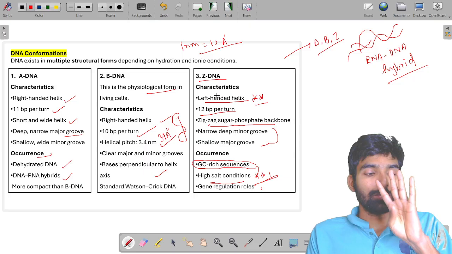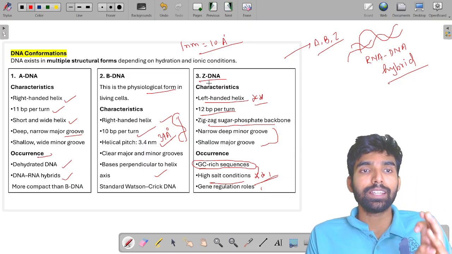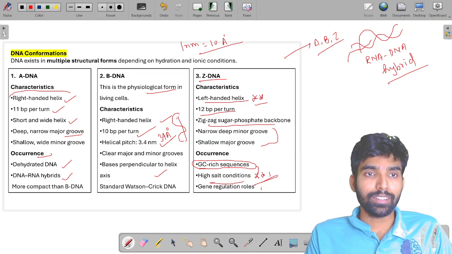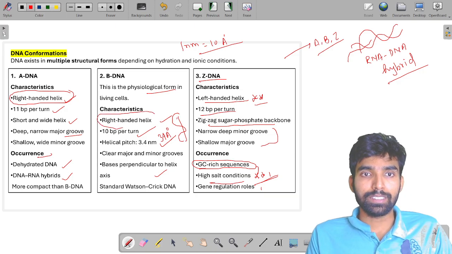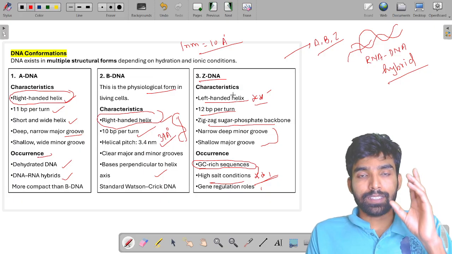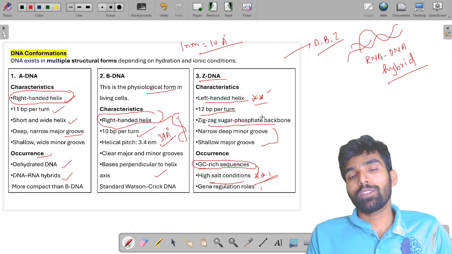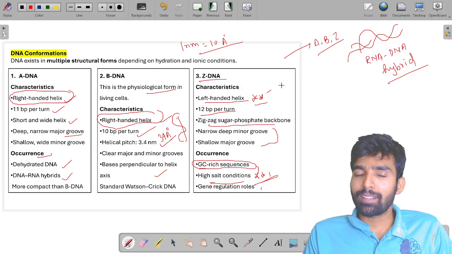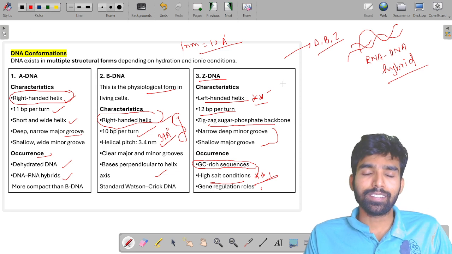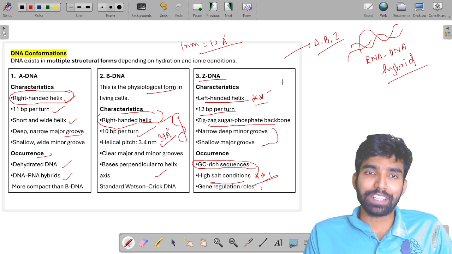The special thing about Z-DNA: A and B DNA are right-handed, but Z-DNA is left-handed, and Z-DNA has a zigzag phosphate backbone. And there is another thing, but I don't want to bother you right now.